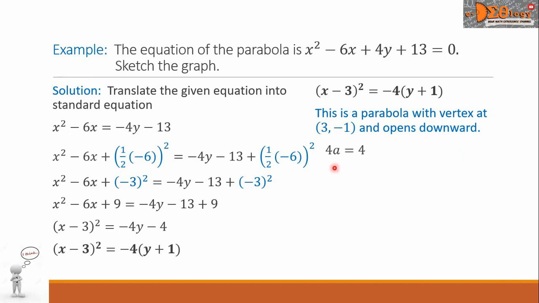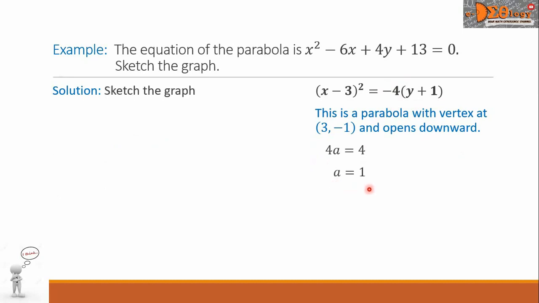Next, the 4a, that is the positive coefficient of this y plus 1, so we write here 4. We can solve for a now by dividing this equation by the coefficient of a, which is 4. So the value of a equals 1. We can now sketch the graph.